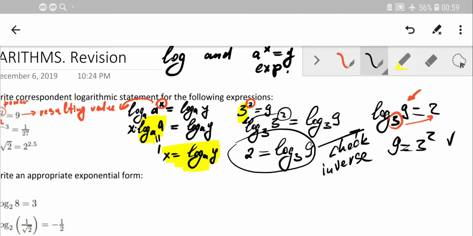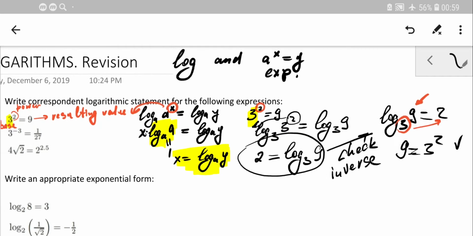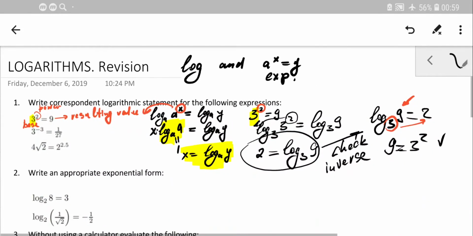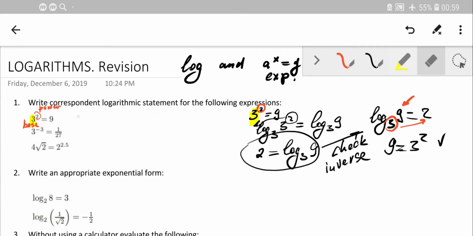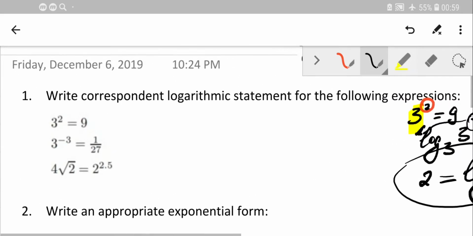But on the exam, if you're really confident, don't waste your time on that. Just simply apply log to both sides, and that's how you can get your logarithmic statement if you are asked to do so. Hope you understand how it works. I'll delete that to have enough space, and now I'm going to do it much faster. Okay, so 3 to the power of negative 3 equals 1 over 27. Let's do that.